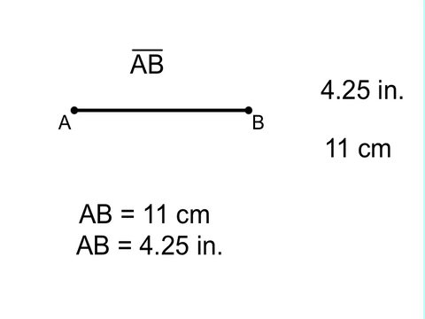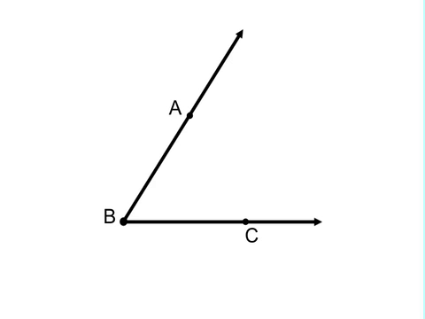When you remove the bar from the label of a segment, that means you're just talking about the length or the measure of the segment. So the AB with a bar over it refers to the segment itself. The AB without the bar refers to the length of the segment. Here's an angle. Angle ABC, or we could just call it angle B.